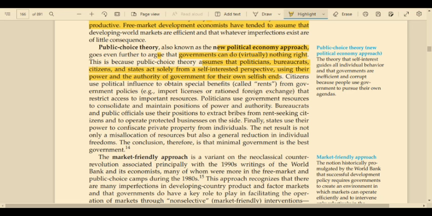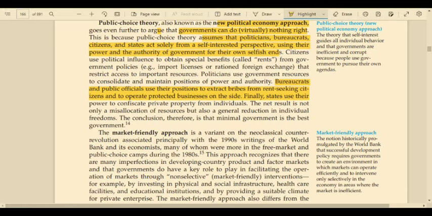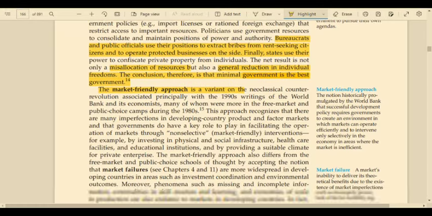So basically, bureaucrats and public officials use their positions to extract bribes from rent-seeking citizens and to operate productive businesses on the side. Finally, states use their power to confiscate private property from individuals. Net result is not only a misallocation of resources, but a general reduction in individual freedoms and welfare. And it says minimal government is the best government.